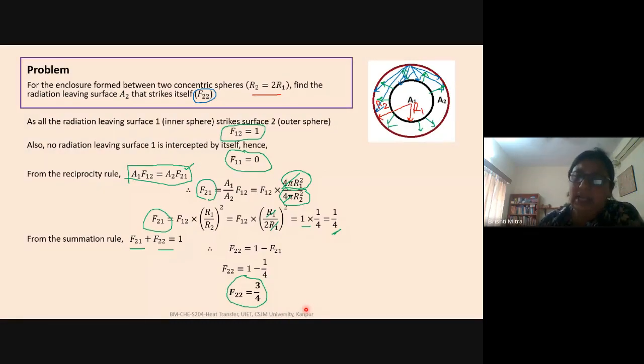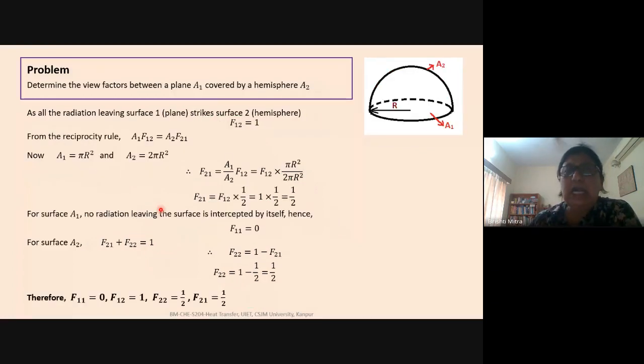One is the reciprocity rule, which we have used out here, and one is the summation property, which we have used out here. So I just taught you these 2 properties and I've shown you how we can use this for our calculations. Now let us look at another example to make it simple.